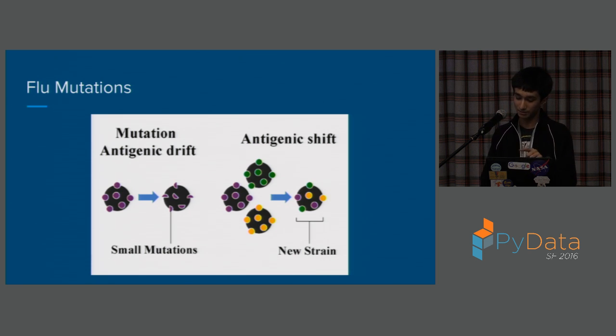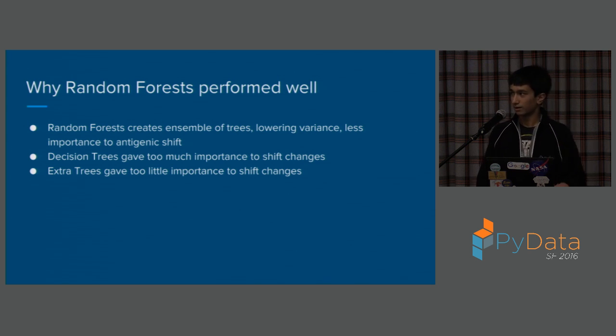So this type of mutation can be especially dangerous, although it does not happen as much. An ideal algorithm would probably put those drift mutations at a higher priority because they happen more often, whereas those shift changes should be less of a priority but still taken into account because they can cause massive outbreaks like in 2009. So why I think random forest performed the best was because it created an ensemble of trees which lowered the variance, which gave less importance to the shift changes.